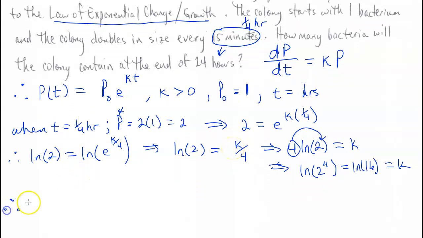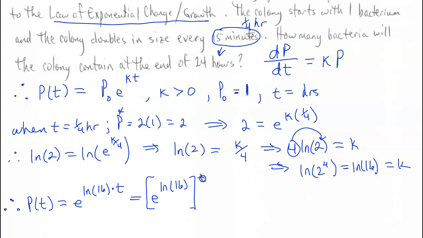So therefore, I know that my population for the bacteria is just going to be e raised to the natural log of 16 times t. Okay? And if I rewrite that using my exponential rules, note that I can also view it this way. I know that e raised to the natural log of 16 is just 16. So P of t is simply just 16 raised to the power of t.